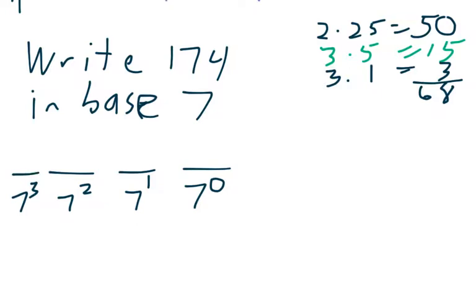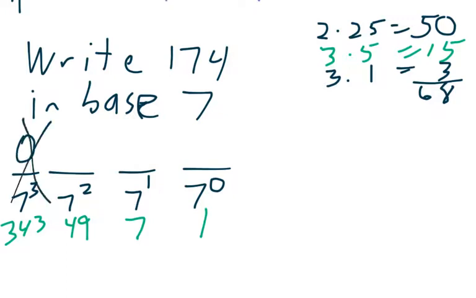7 to the 0 is the 1 spot. 7 to the first is the 7 spot. And 7 to the second is the 49 spot. And 7 to the third means 49 times 7, so that would be 343. Sounds kind of funny, doesn't it? The 343 spot. All right, so look at your 174. It's less than 343. So really that's a 0, or we don't even need it.